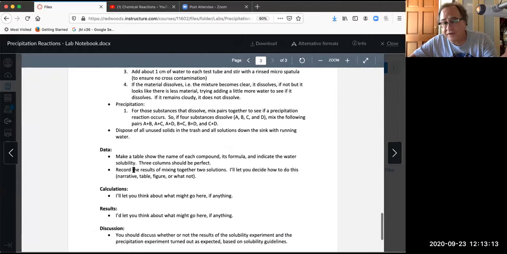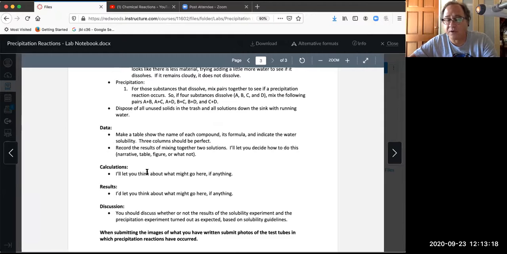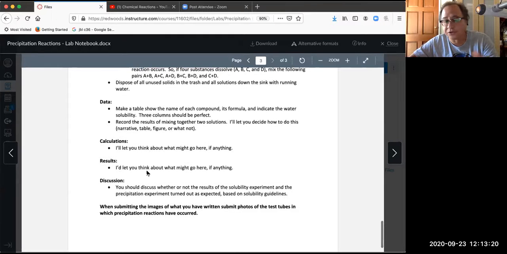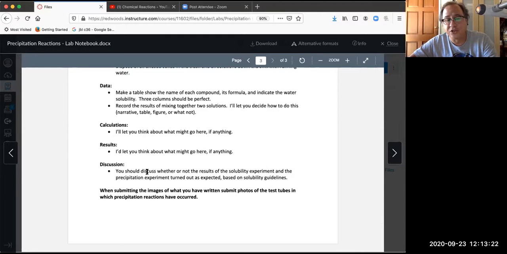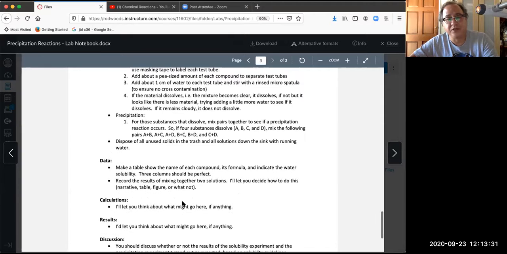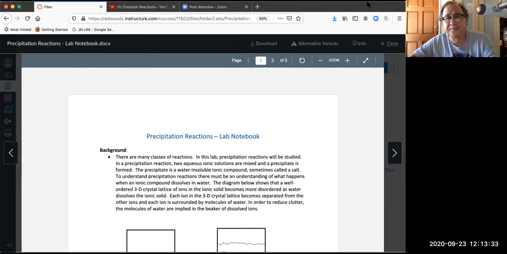I give you some hints on data. Calculations, you're supposed to think about whether or not there are any calculations. Results also. And you should write a discussion. And you can see at the bottom I wrote, submit images also. Okay, so that's your lab notebook. Let me close this now.